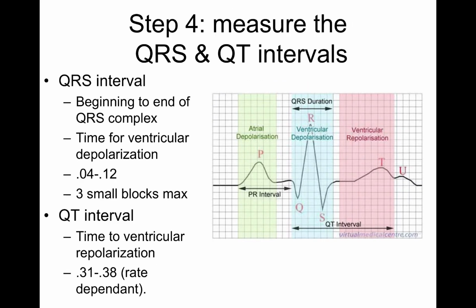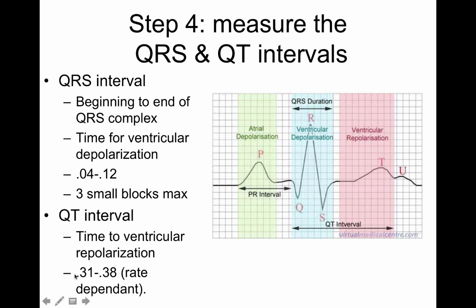QRS complex is going to be your ventricular depolarization. As I said, it should be between 0.04 to 0.12. Typically, it's around 0.08. Depends on how fast the rhythm is. If a rhythm is fast, or we have a tachycardic rhythm, you will see QRS complexes at 0.04. If it's within normal limits, you usually see a QRS complex of 0.08. So if you have a sinus rhythm between 60 and 100 beats per minute, you'll see a QRS complex of 0.08.